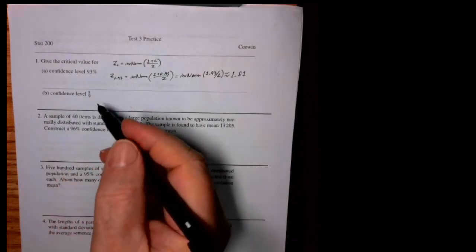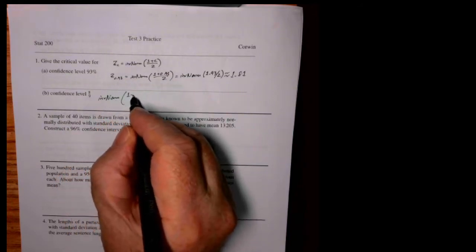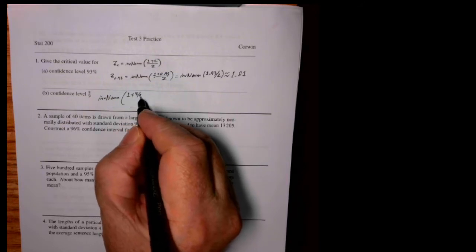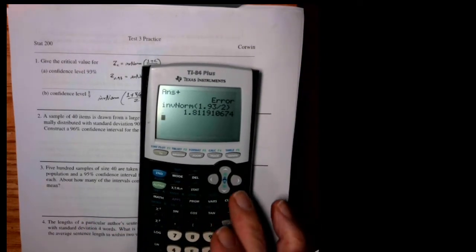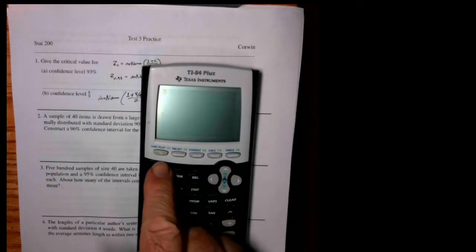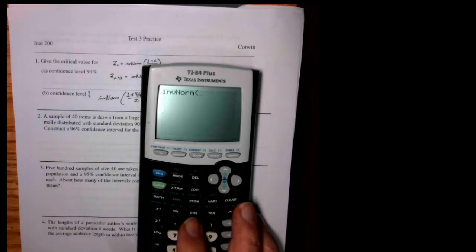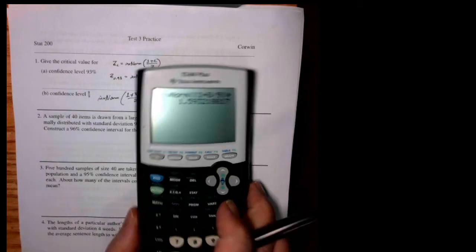Confidence level 8/9 is done the same way. It's going to be inv norm of 1 plus 8/9 all over 2. And I'm just going to do that whole thing in the calculator. I'm trying to get the glare off of it here. So inv norm of 1 plus 8/9 all over 2, I get about 1.59.